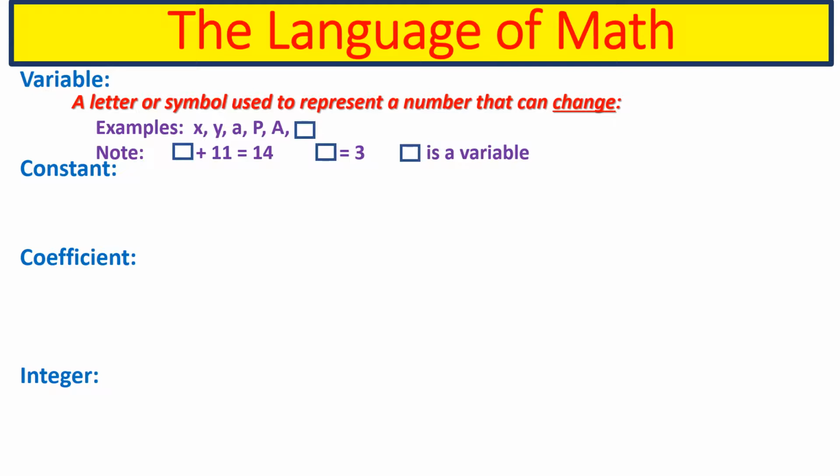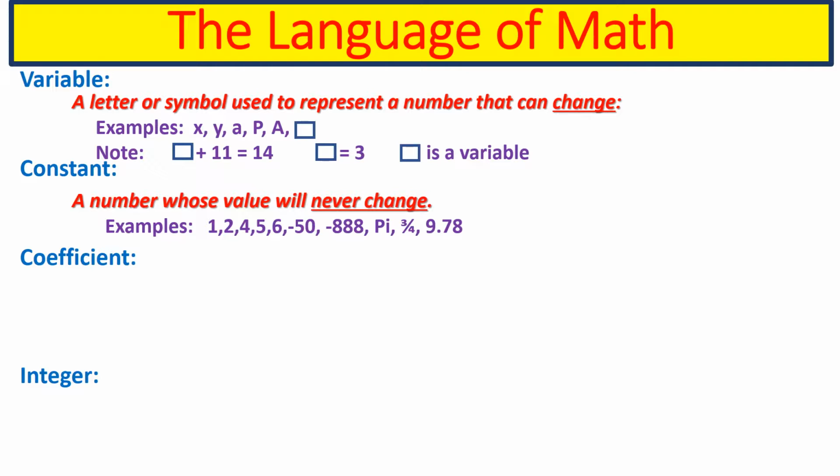Notice that I have uppercase A and lowercase a, and there is a difference. Lowercase a and uppercase A are two different variables, just like little Alice and big Alice are two different people. Also, boxes and other symbols can be used to represent numbers. If I say box plus 11 equals 14, then box is represented by 3. 3 plus 11 is 14. So therefore, box is used as a variable. Children in grades as young as kindergarten learn to use boxes to represent missing numbers, which are variables.